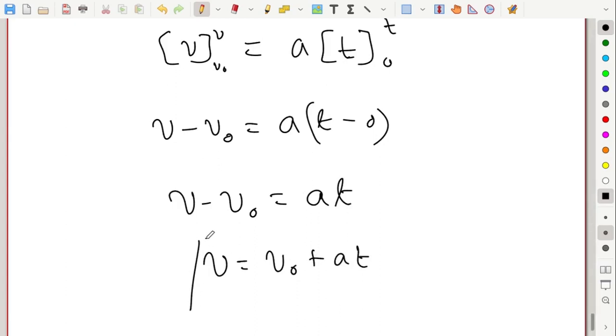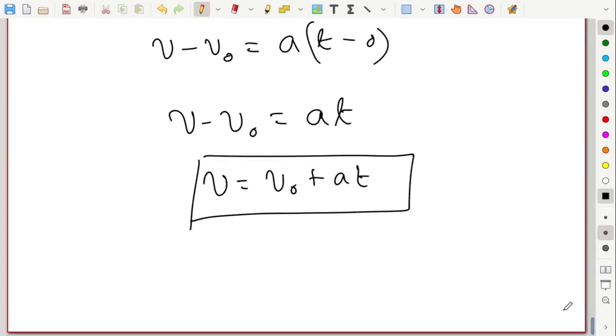This is our first equation of motion. We derived it using the calculus method.